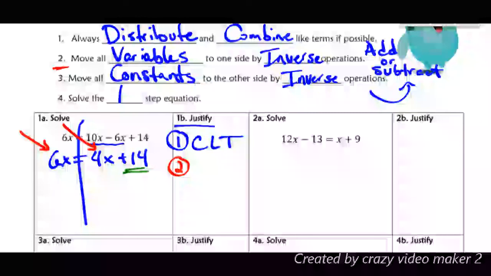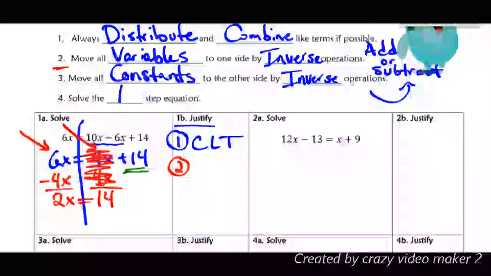I'm going to try to cancel out a 4x. You don't divide away the 4. That would only cancel out the 4. I want to cancel out the entire 4x. I'm going to subtract 4x from both sides. The reason I need to subtract is I need to cancel this out completely on that side. It completely goes away. That leaves me with 2x equals 14.